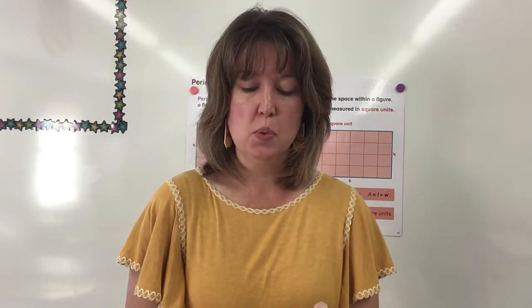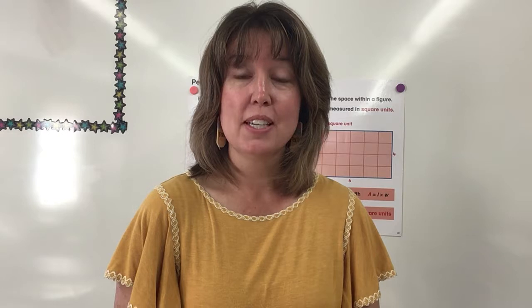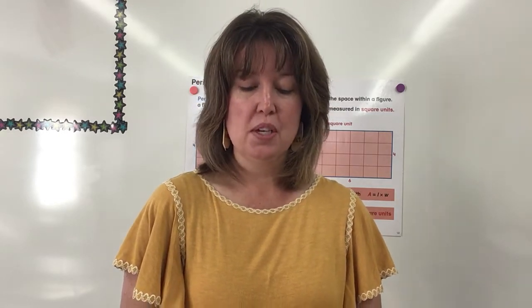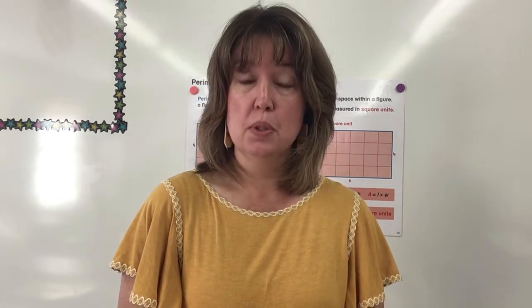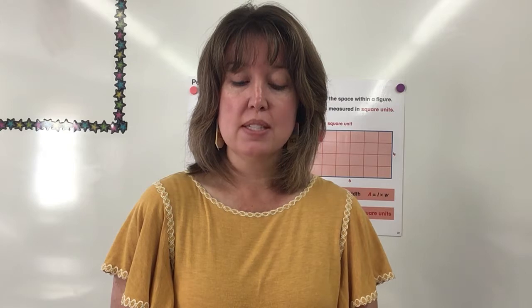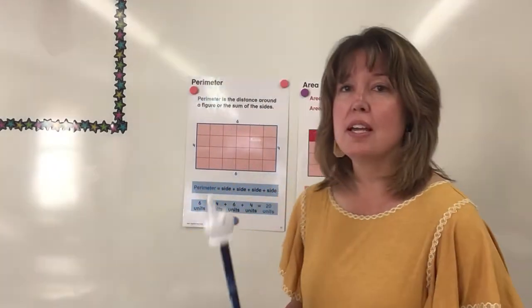100. Next one. 7 times 2 plus 6 plus 1 plus 10 plus 1 equals 32. Last one. 6 times 5 times 2 divided by 6 equals 10. Good job. All right, let's review perimeter and area.